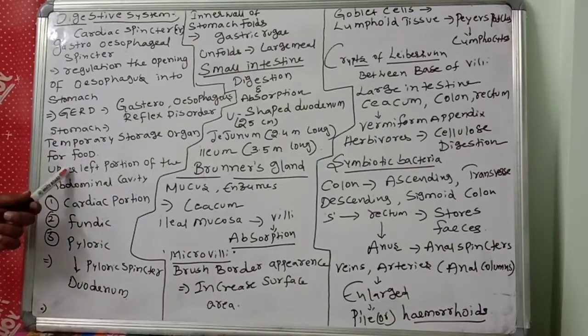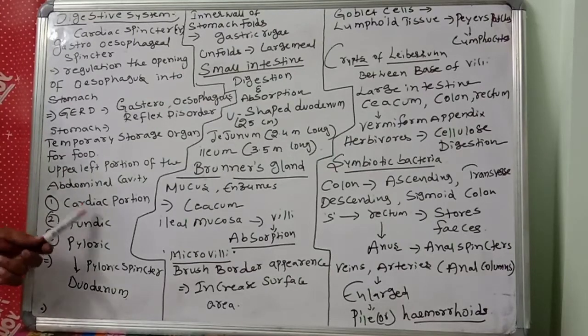And the stomach is divided into three portions. Number one, the first part of the stomach, where the esophagus enters. That stomach part is called the cardiac portion, then the fundic portion, and the last portion, the pyloric portion.